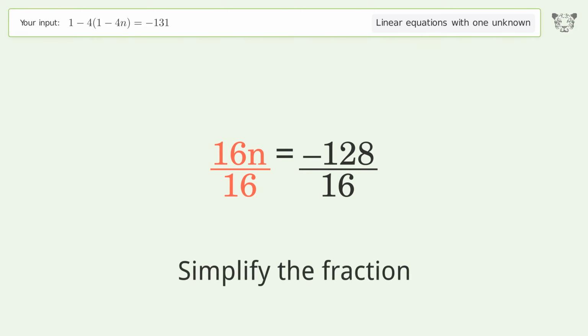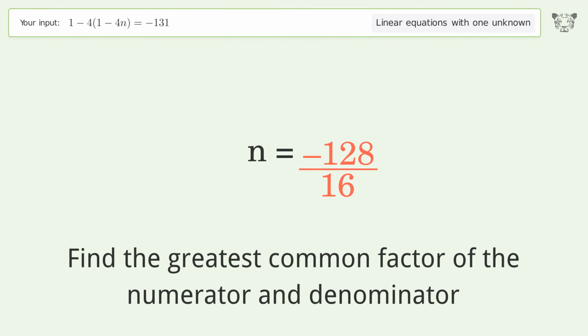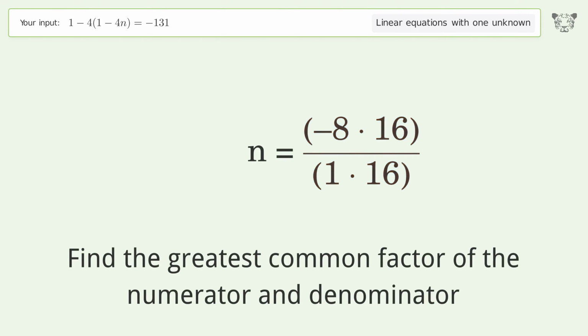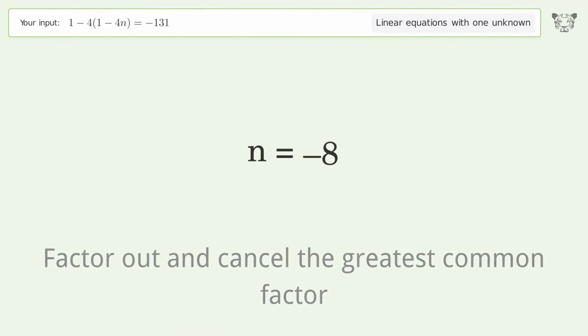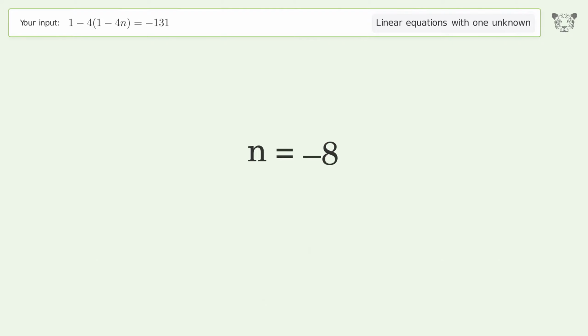Simplify the fraction. Find the greatest common factor of the numerator and denominator. Factor out and cancel the greatest common factor. And so the final result is n equals -8.